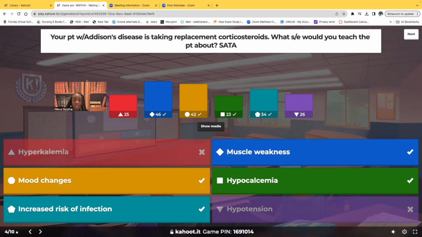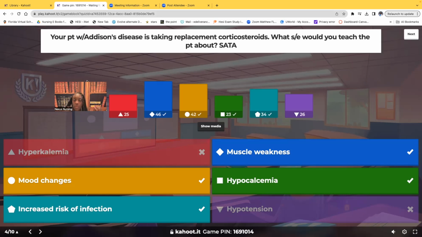Mood changes. When it comes to these steroids, you will see mood changes such as confusion, such as lethargy, such as irritability, such as depression, such as psychosis. Absolutely mood changes. Hypocalcemia. Let me tell you why. When it comes to corticosteroids, they have an anti-vitamin D action, I should say.